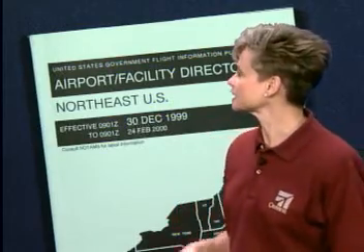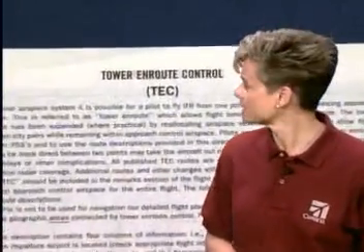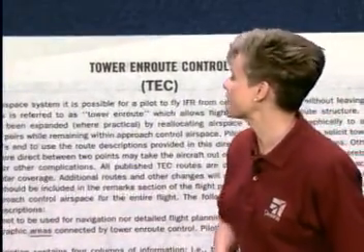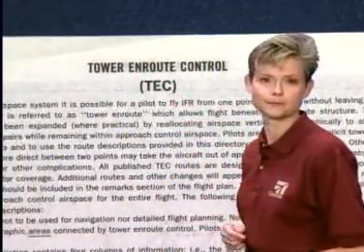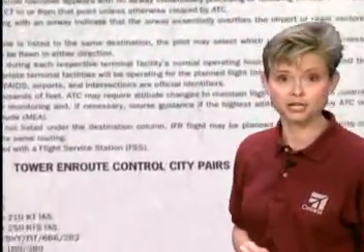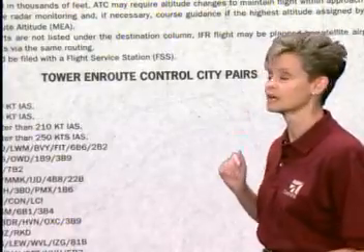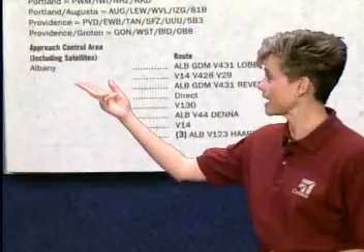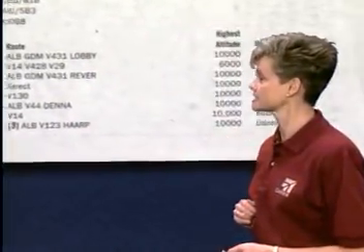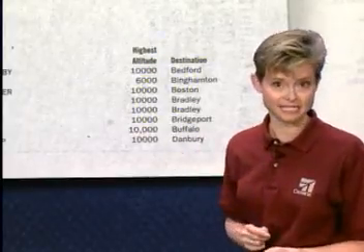For example, look in the back of the Northeast Airport Facility Directory right after the chart bulletin pages. There are a couple of schematic maps and then a page titled Tower En route Control, TEC. Toward the bottom of the page, you can see Tower En route Control city pairs. The left column lists the city you're leaving, and the far right column lists the destinations you can reach from that particular place under TEC.